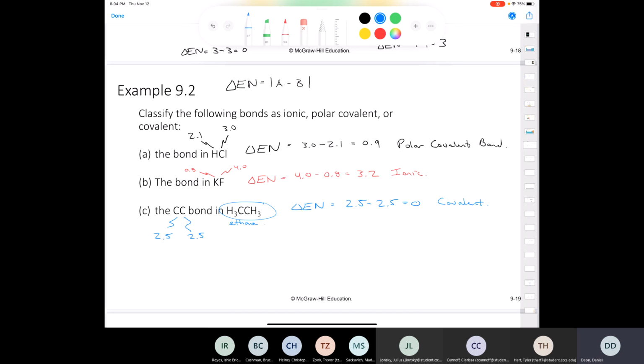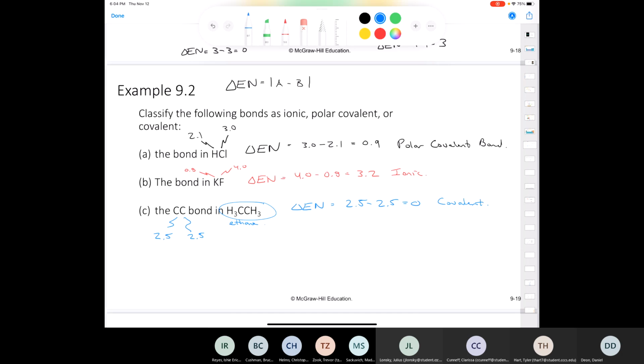Give me a thumbs up if you follow me on that concept, and if you wish the entire next exam was just this problem. Calculate, determine whether this is an ionic or covalent or polar covalent bond.